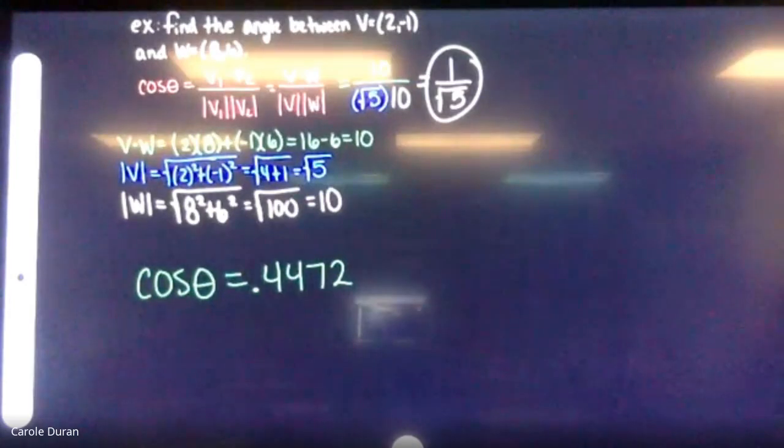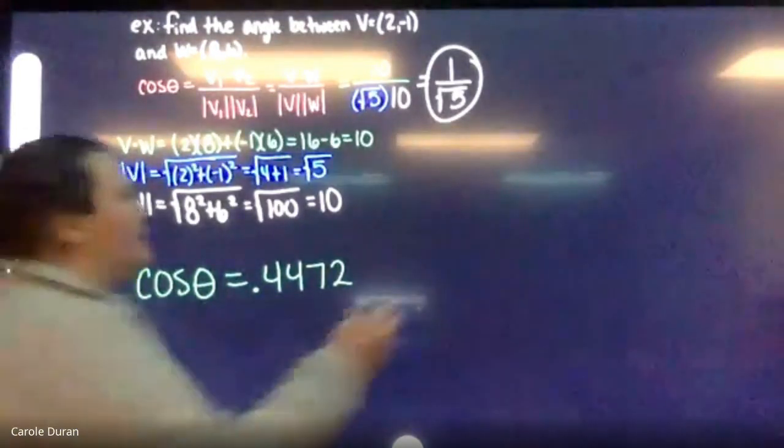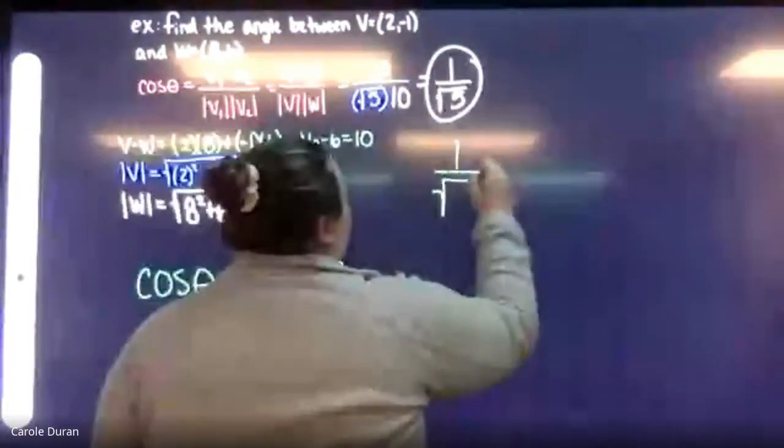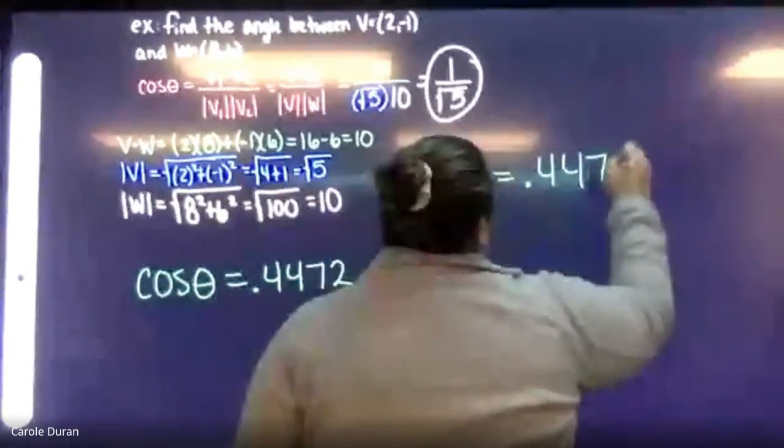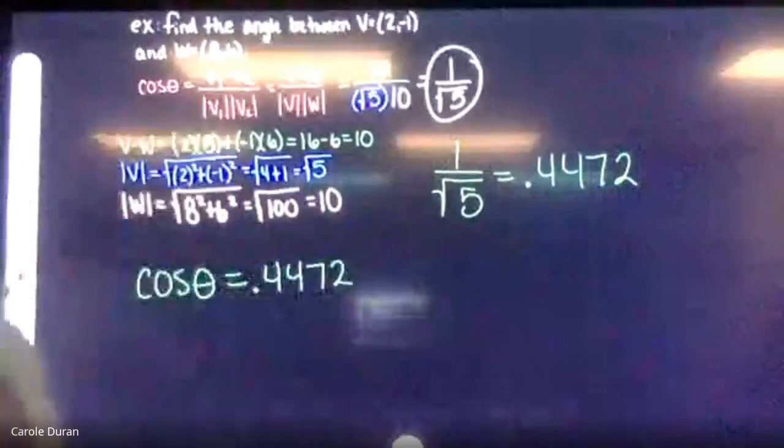I got a syntax error. Just type in 1 divided by the square root of 5. You don't put cosine, though. No cosine, just 1 divided by the square root of 5. Then you do the opposite of cosine to find your angle. It's actually called inverse.